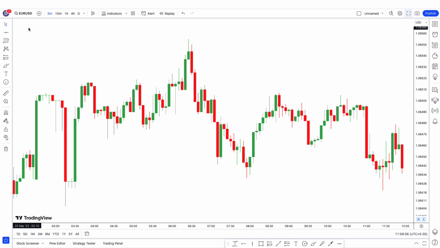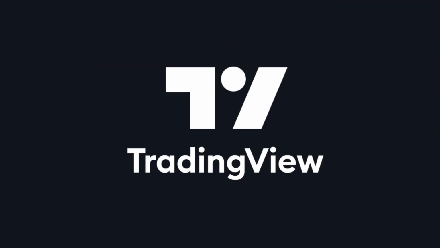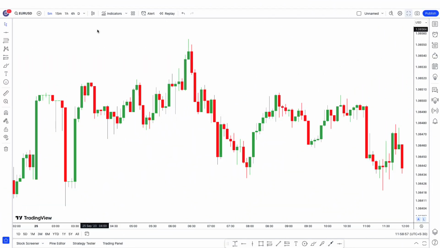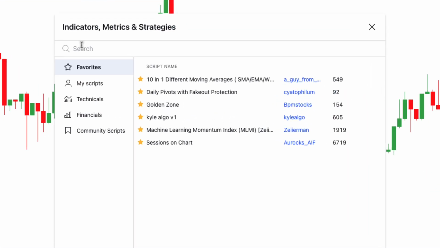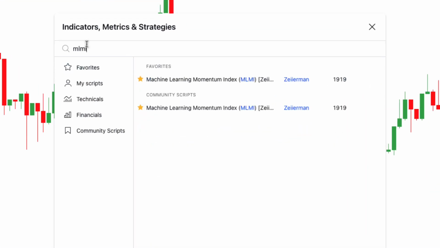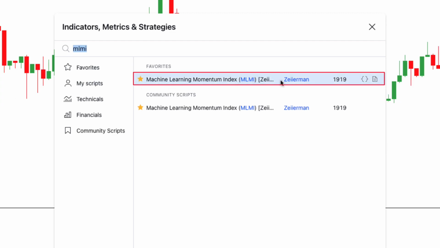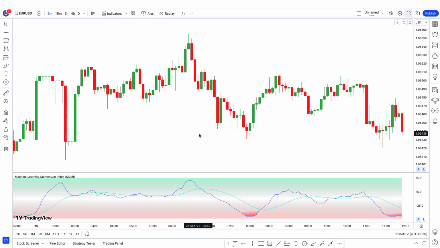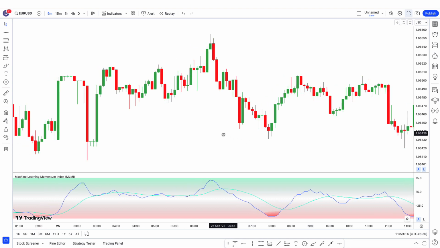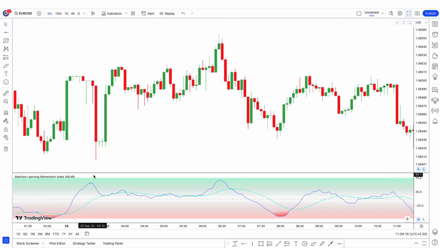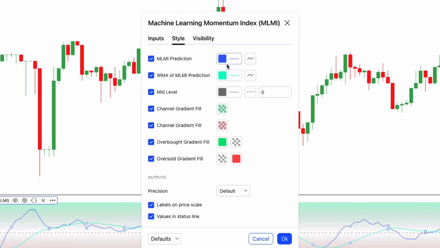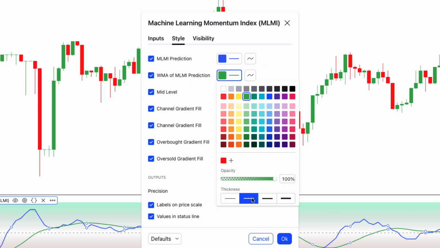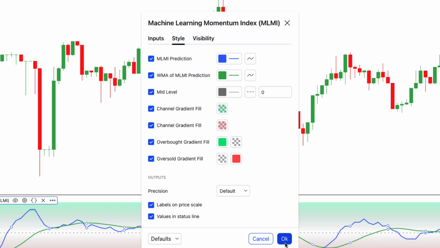As we have already said, in this strategy, we will be using 2 free TradingView indicators, so let's add them to the chart. For adding indicators to our chart, here we click on the Indicators tab and type MLMI in the search box. We're going to use this one here, Machine Learning Momentum Index, created by Zeiierman. Click on it to add it to the chart. Now, for clear visibility of this indicator, let's optimize the settings. So, go to the Settings icon and here in the Style tab, change the MLMI prediction path increase and the path increase of WMA of MLMI prediction. That's okay, this setup is ready.